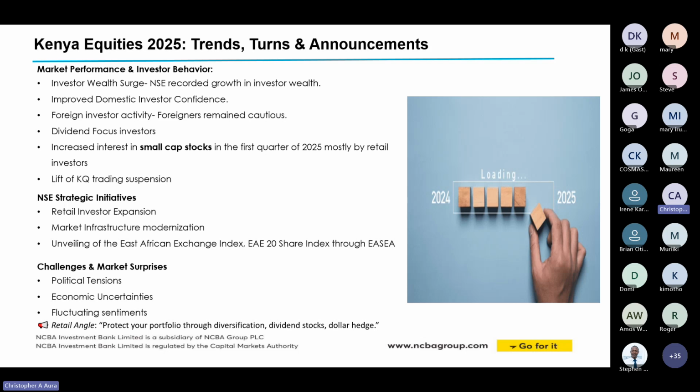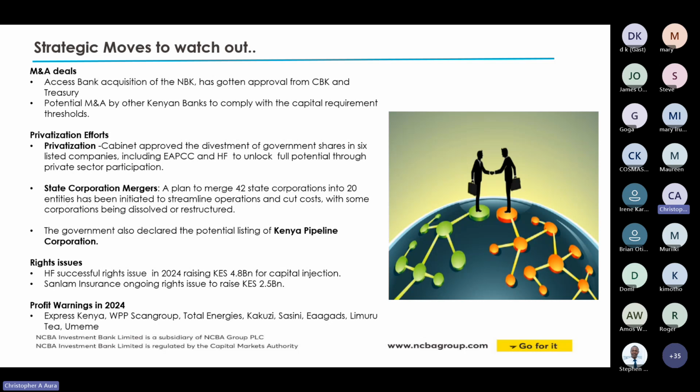And so, as I've said, NSE has also been coming up with investment strategies. They have been creating awareness within the market and also improving the infrastructure. And also they have developed the E20 share index to show how the East African market performs, the top counters within the East African market. So challenges that persist: political tension, geopolitics, and economic uncertainties within the country.